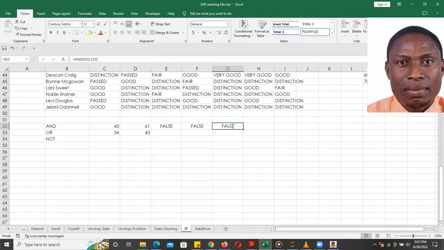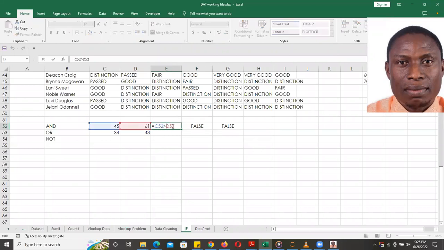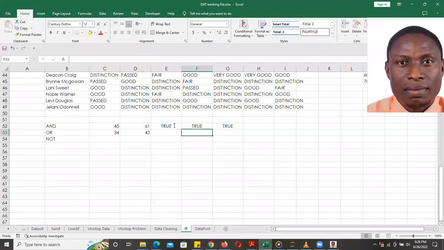So when you combine the two of them, it's going to be false because the two conditions are false. But when the two conditions are true, then you have the output as true for AND.